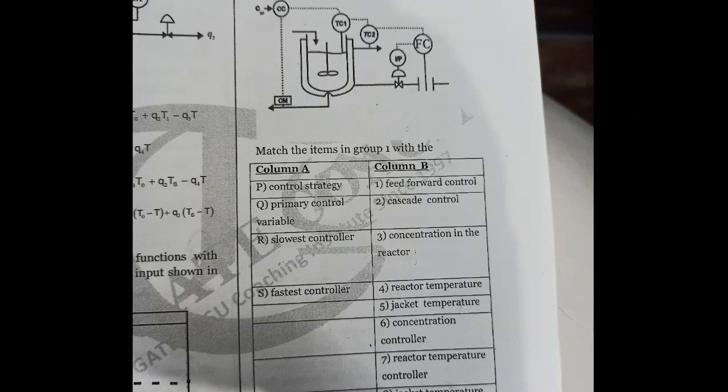Now, slowest controller. Which will be the slowest controller? Your concentration controller, because whichever we are giving user input, that will be the slowest control. Now, the fastest controller will be which one in this question? Fastest controller they are asking, right? Flow controller, right? So obviously flow controller because it is attached to the valve, right? Flow controller is attached to the valve. So this is the meaning, right?